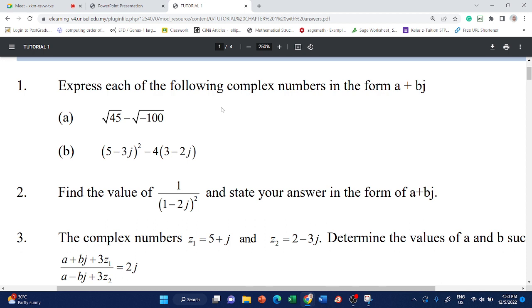We are supposed to change the negative 100 into the i form. Yes, the i form. That means square root of negative 100 will be changed to square root of 100 i squared. Correct. So you get the idea. How about 1b?